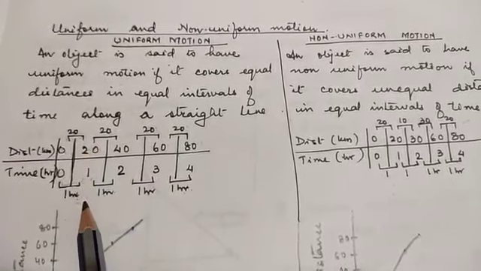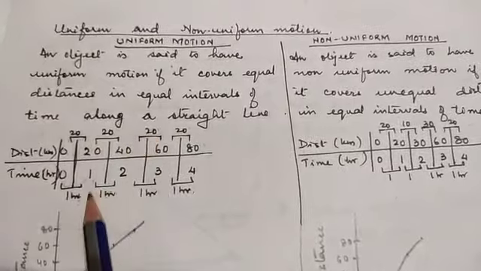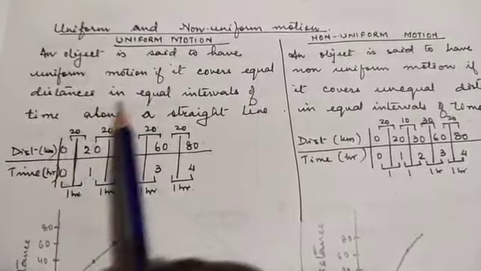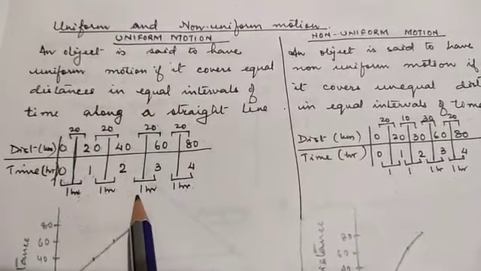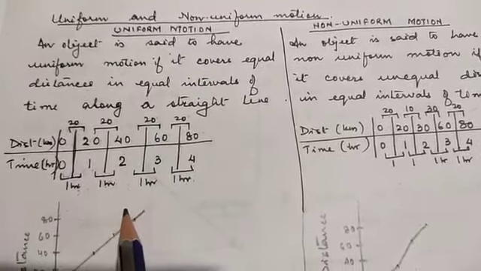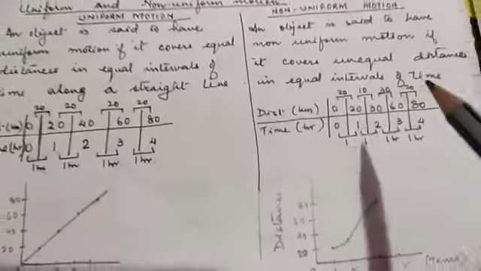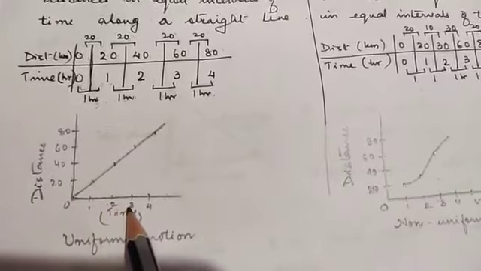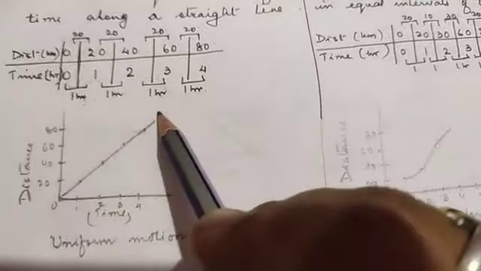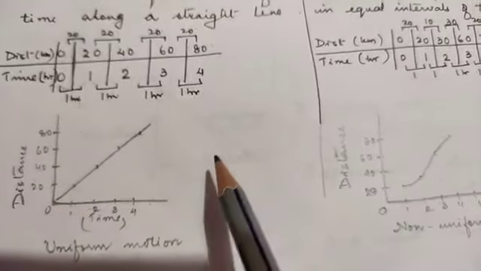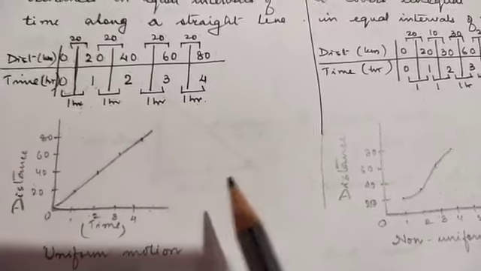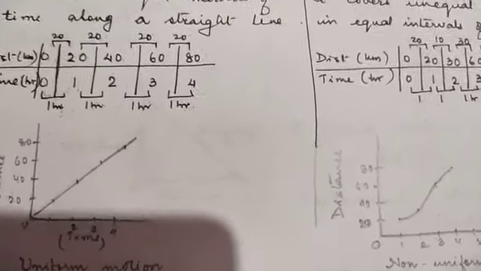That means it is covering equal distances in equal time intervals. That is why this motion is said to be uniform motion. We can say that the car is in uniform motion. If we plot a graph for that, the distance time graph for uniform motion will always come in a straight line. Further about this uniform and non-uniform motion in detail you are going to study in higher classes.